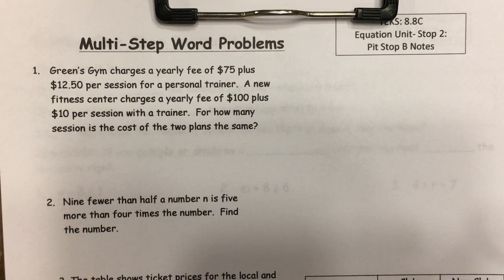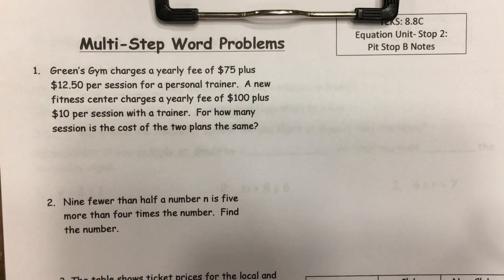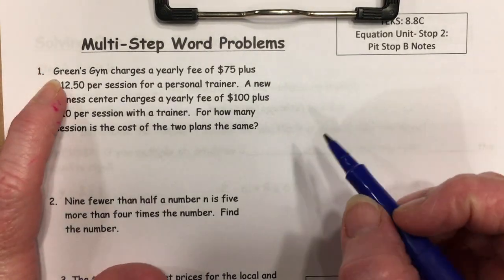All right, so Green's Gym charges a yearly fee of $75 plus $12.50 per session for a personal trainer. A new fitness center charges a yearly fee of $100 plus $10 per session with a trainer. For how many sessions is the cost of the two plans the same?